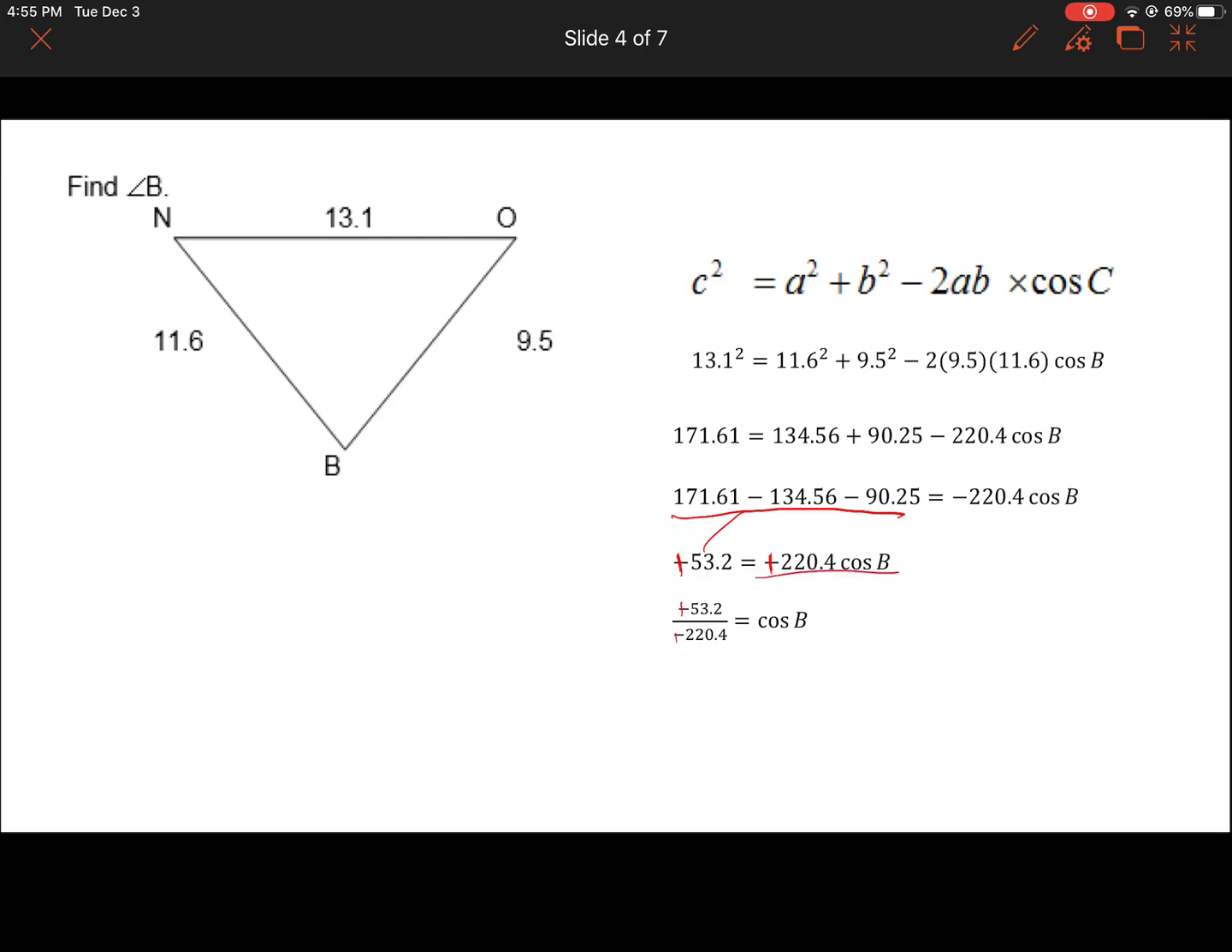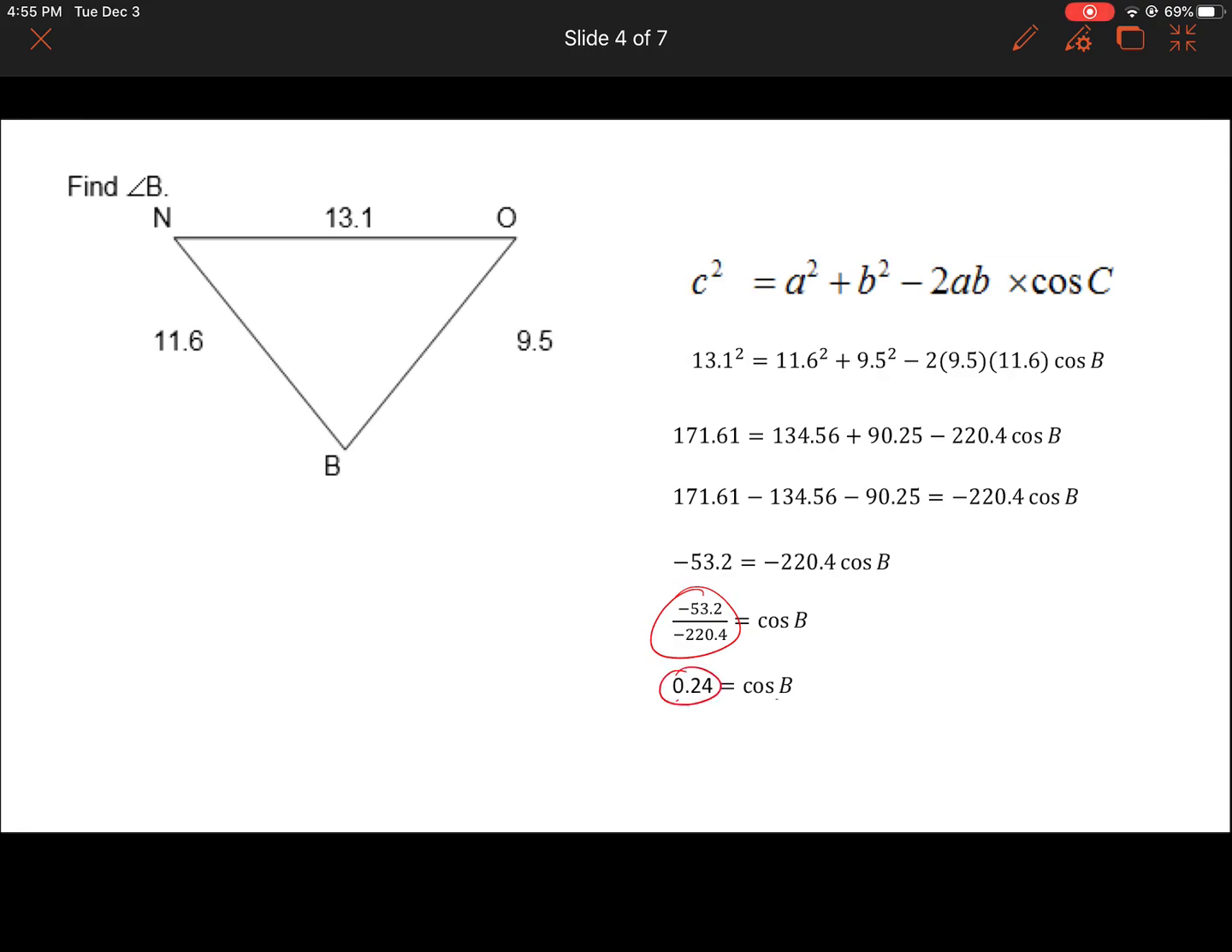Divide both sides by 220.4. Cos of B equals that. Let's clear markings. Now this is assuming we didn't get rid of the negatives. What's 53.2 divided by 220.4? Well, the answer is 0.24.